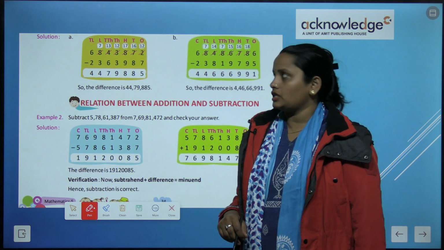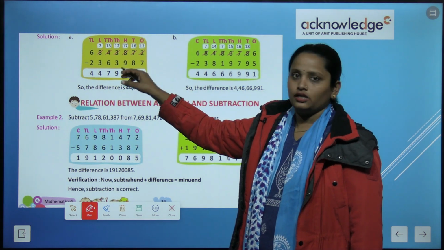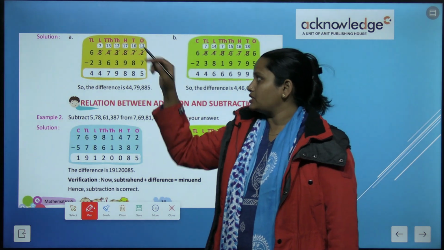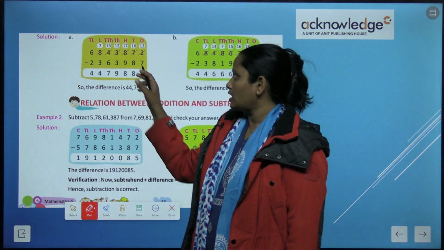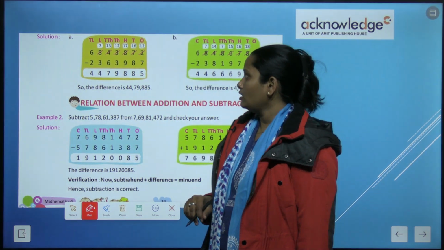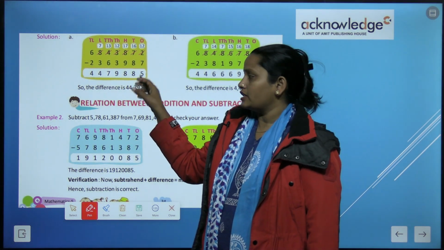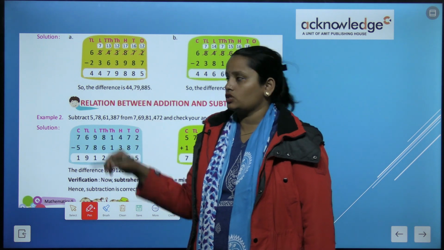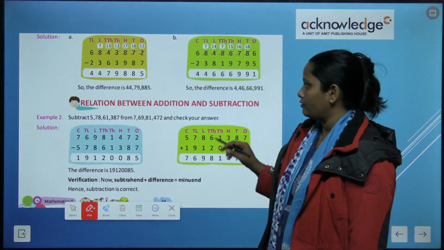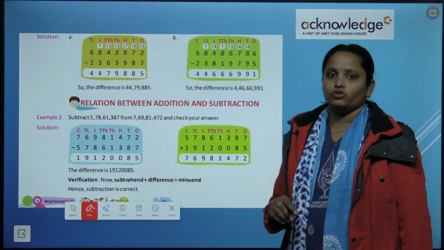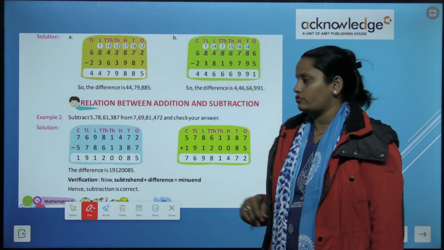Again अब 6 में से 8 नहीं सब्ट्रैक्ट होगा, तो अब 6 ने बोरो किया, तो अब 6 के पास हो गया 16. 16 minus 8 is 8. अब 7 में से भी 9 नहीं कट सकता, तो 7 ने भी बोरो किया, and same process continue, and then we have got this answer. Similarly, we have to do this question that is in front of us.